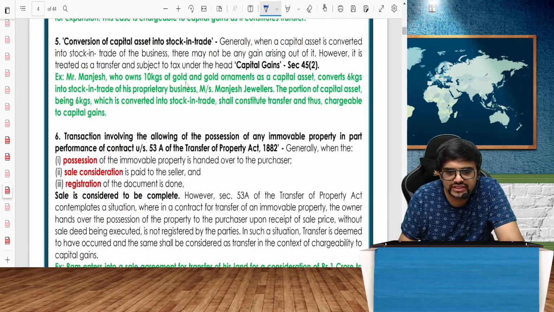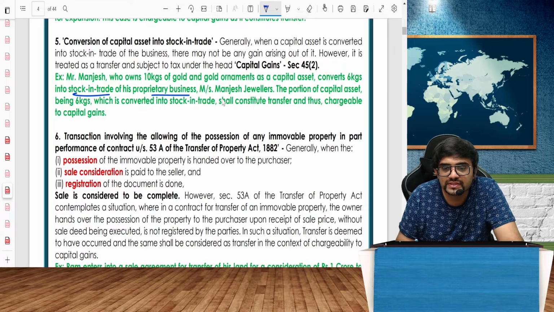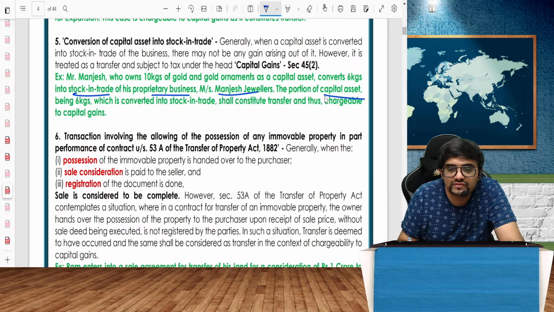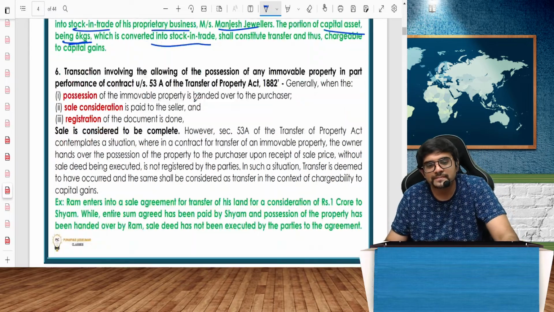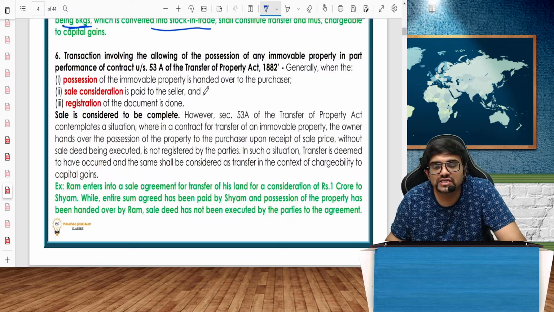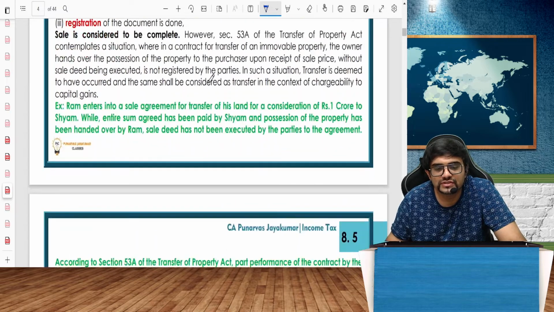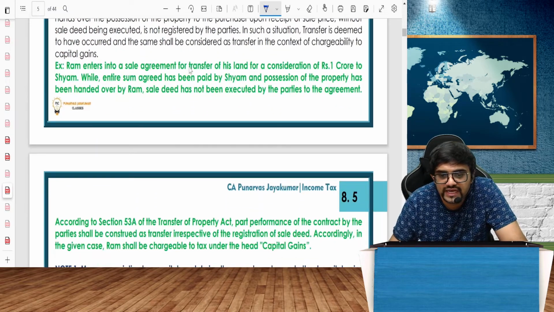Mr. Manjesh owns 10 kg of gold and gold ornaments as a capital asset, and converts 6 kg into stock in trade in his proprietary business, Messrs. Manjesh Jewelers. The portion of the capital asset, being 6 kg, which is converted into stock in trade shall constitute a transfer. Very, very simple.